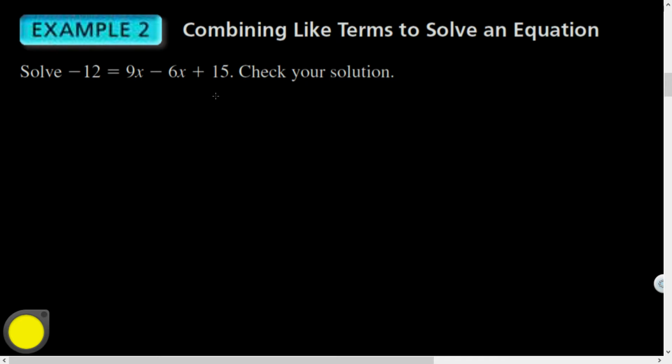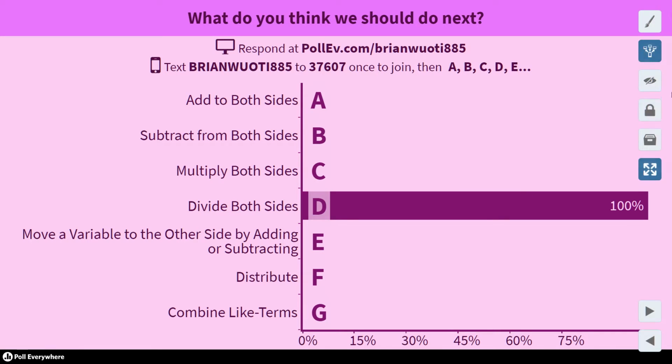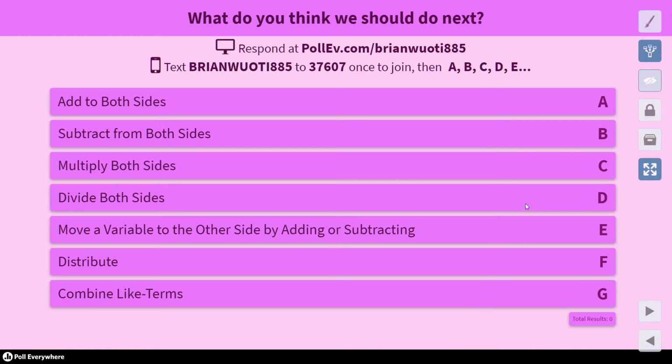So this one's tricky. Let's clear the polls. I'll hide the results. So the question is, am I adding to both sides, subtracting, multiplying, dividing, moving a variable to the other side, distributing, or combining like terms? We're going to see distribution tomorrow. So I will tell you that that is not a possible solution.